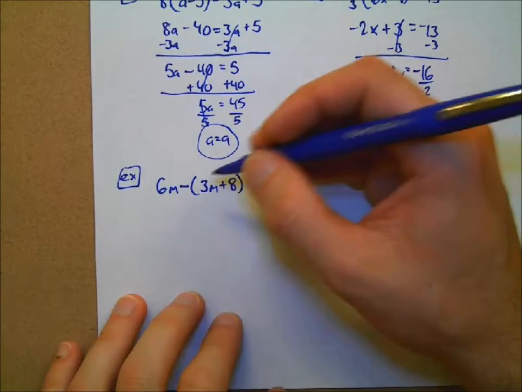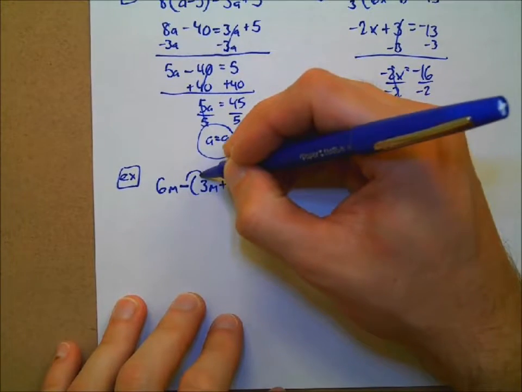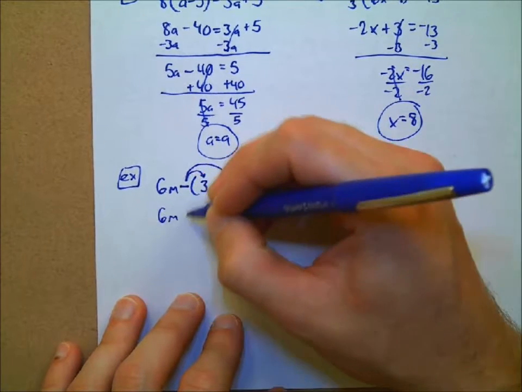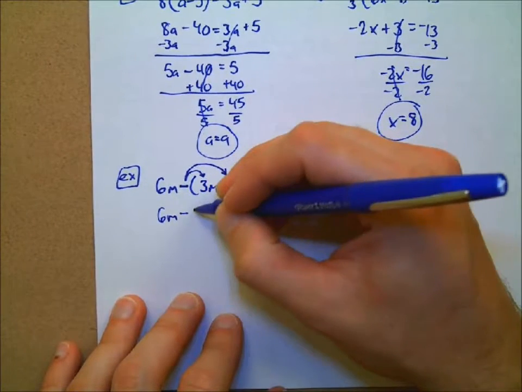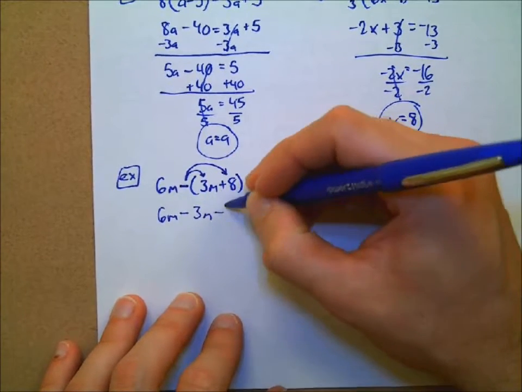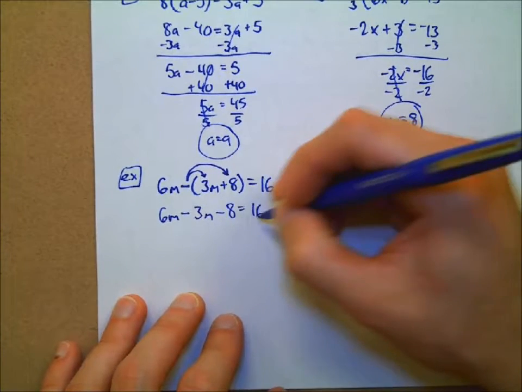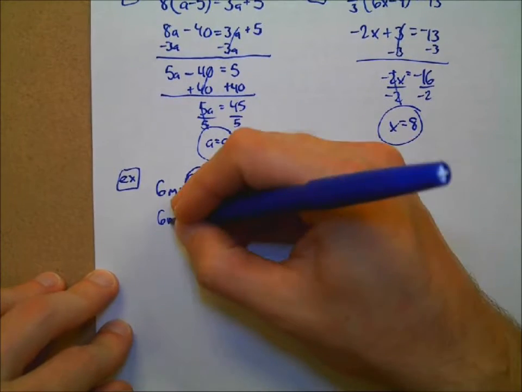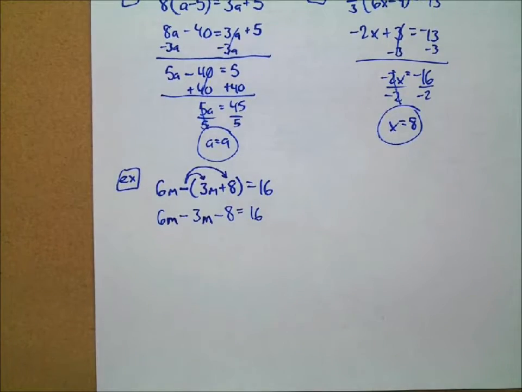So it'll be negative times 3, 3m, negative times 8. So we'll have 6m minus 3m minus 8 equals 16. Okay, sorry, my m's are a little sloppy there. That's a little bit better. Okay? Well done, Sean. You didn't get tripped up, which is good.